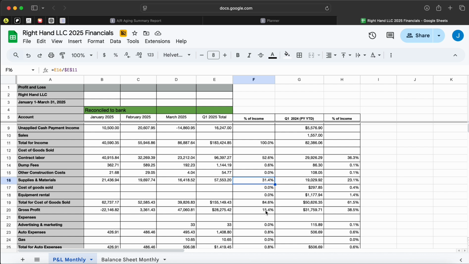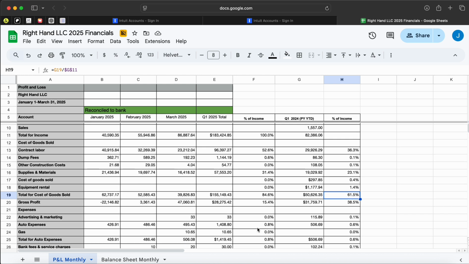This results in a total cost of goods sold. So the expenses related to getting jobs done, the direct costs, you might say, for your jobs of $155,000 versus 183,000 in sales. Then 84.6% cost of goods sold for 2025 versus a 61.5% cost of goods sold in 2024.